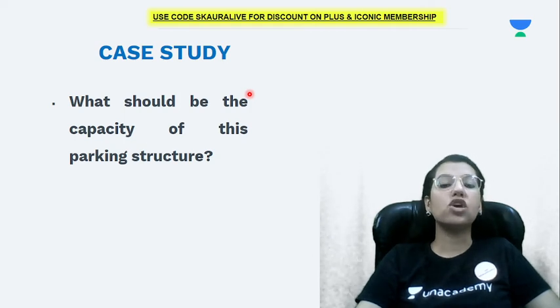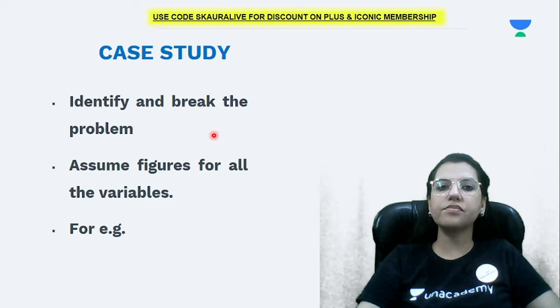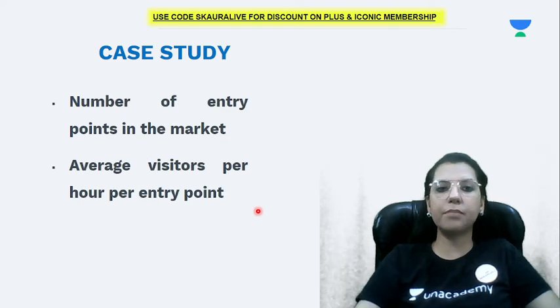Here you should use all your concepts of DI. First of all, identify and break the problem. Assume figures for all the variables. For example, how many entry points are there in the market?